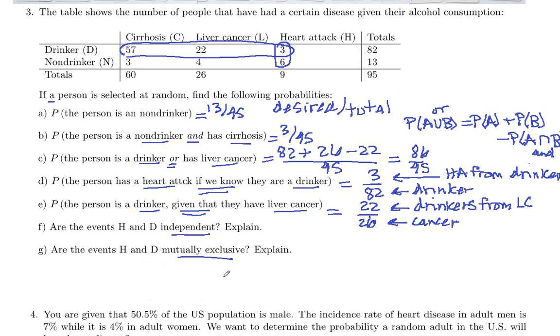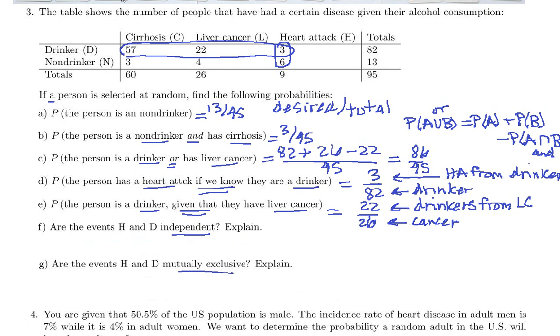So mutually exclusive, let's do that one first. Mutually exclusive means separate. They are not separate here because they have an overlap of 3. So that's actually the easier one to answer. So are they exclusive? No, because they overlap. There is someone who is both a drinker and has had a heart attack.